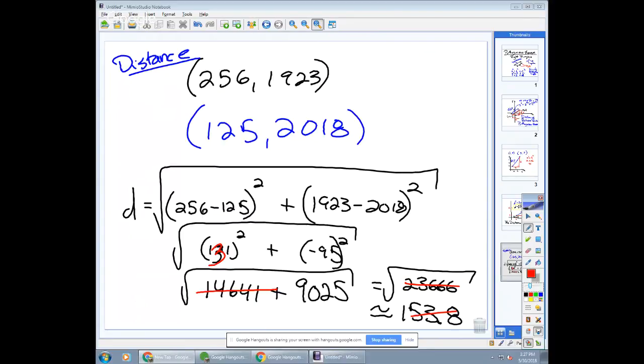Seven, 161. 26, 186. It's slightly bigger square root. 161.8. How's that look? Better? Boom. So just for fun, I'd like you to try and make a rough sketch of this too.